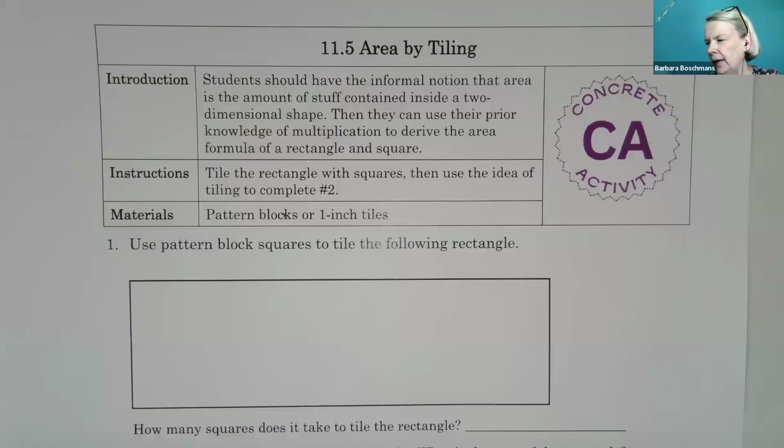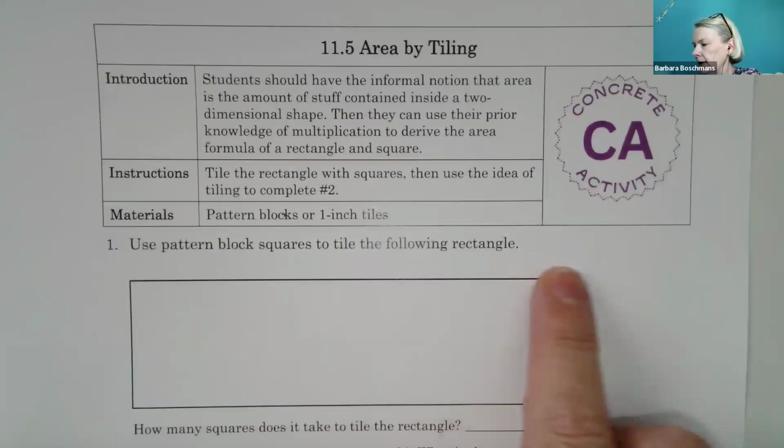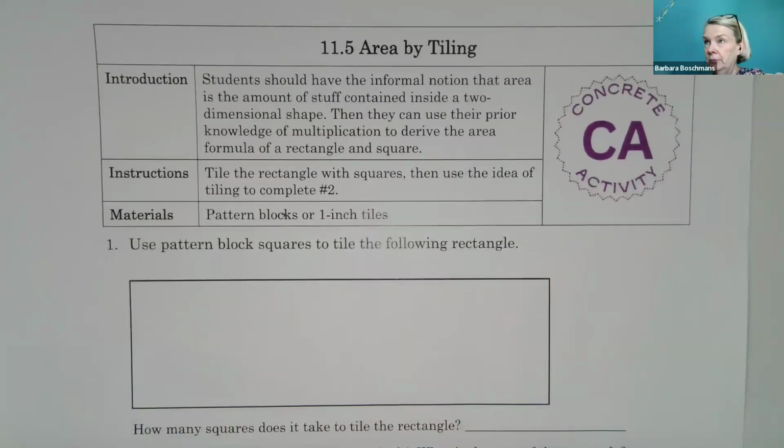Activity 11.5, area by tiling. This activity is designed to get students to think about the concept of area. If you remember for perimeter, I told you it's a good idea to have your students trace the outside of the shape, for example, a rectangle. For area, it's a good idea to have them fill in the shape to get the concept of area across.